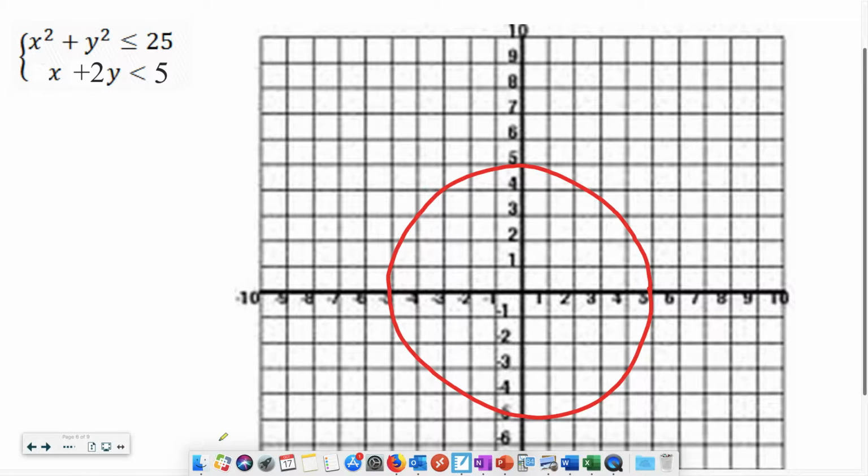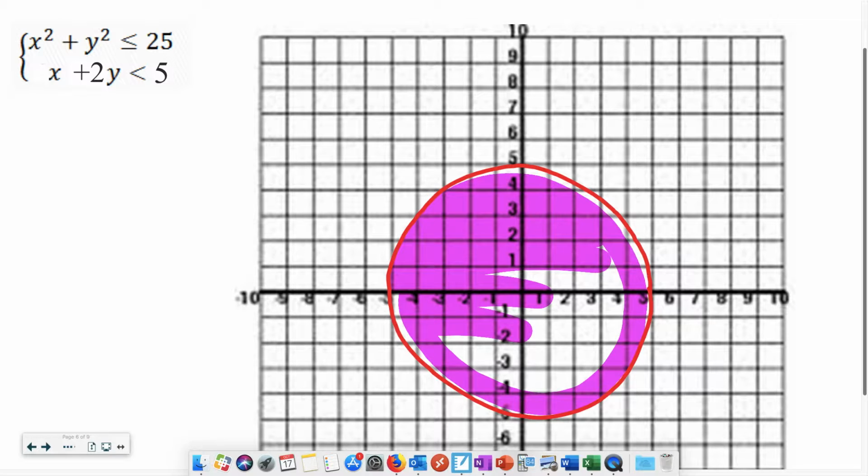So very lightly, shade in the inside. Okay, this isn't your final answer. This would just be very, very lightly, or not at all if you want to just keep track, but I'm going to help you out a little bit here.